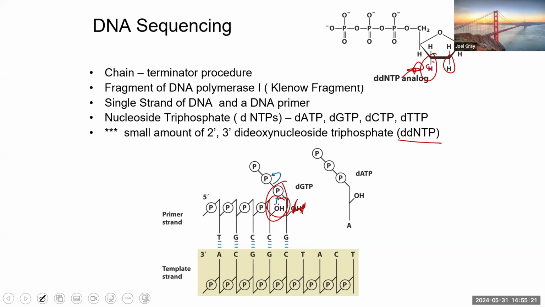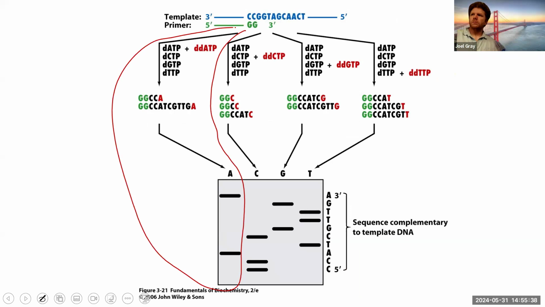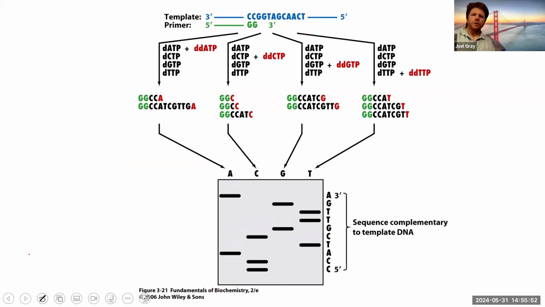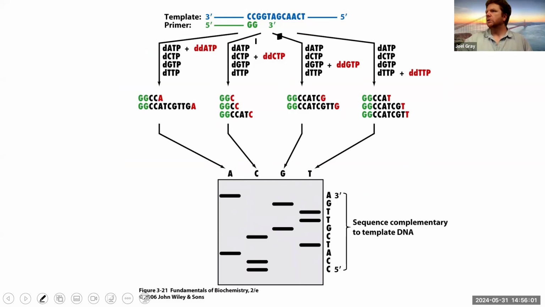Now, what this is going to give us is a sequencing gel, which looks like this figure on the bottom. Now, what we will do is we will do a total of 4 different reactions. There's one. Here's the other. Here's the other. And here's the other. Okay. So we are doing 4 separate reactions simultaneously.